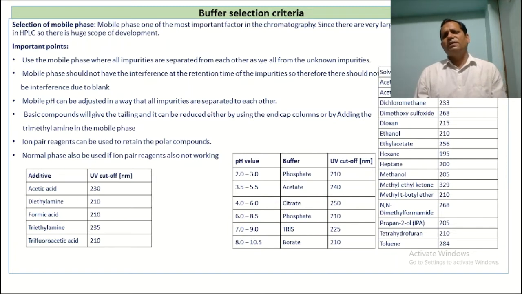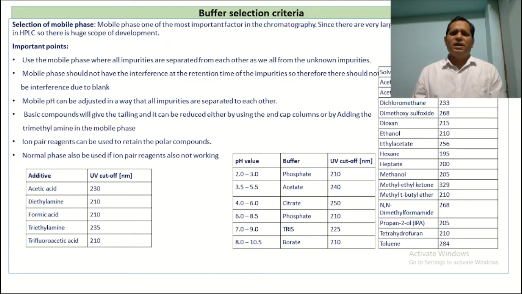Now I will go to the selection of the buffer. In HPLC development, there are a few very important things: selection of the buffer, selection of the column, and selection of the diluent. These three things are very critical in analytical development. So in this video, today I will discuss only the first thing, selection of the buffer.